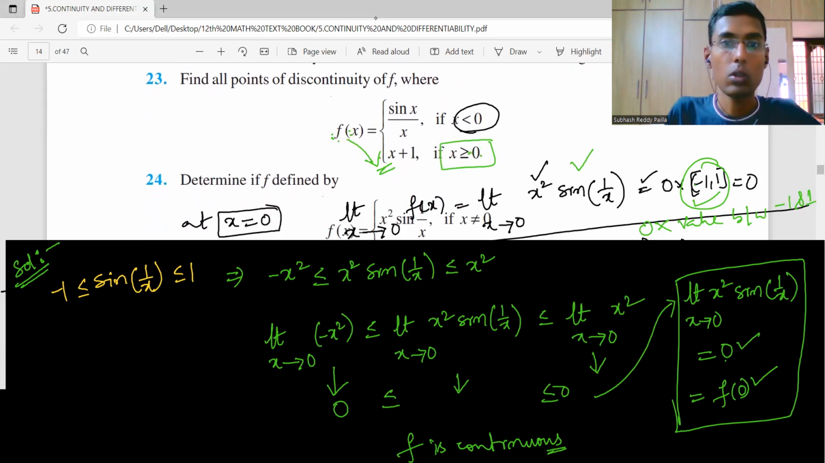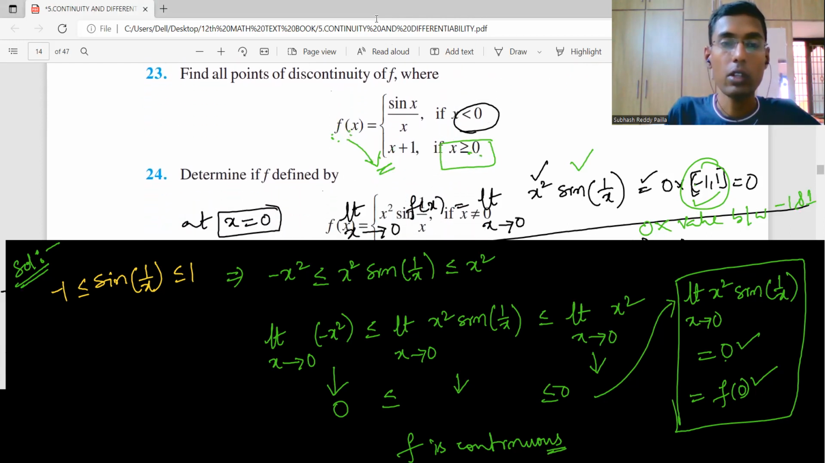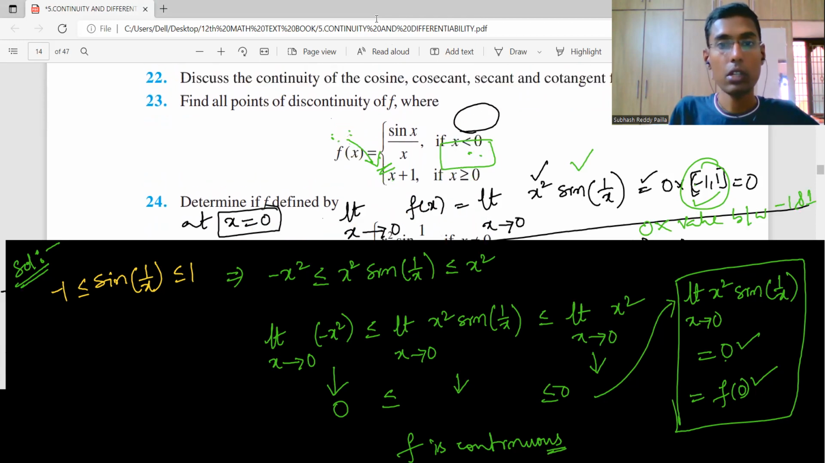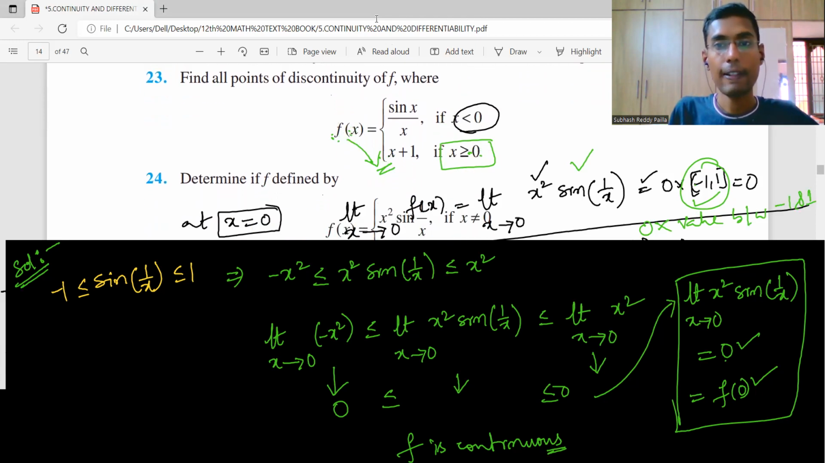Next is this: find all points of discontinuity of f, where f of x is sine x by x. This is also the same. Did you get it or not?